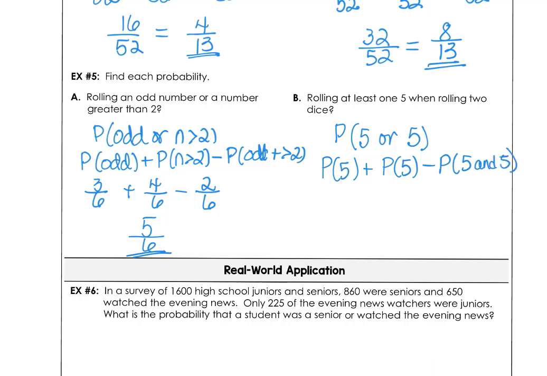When you're rolling 2 dice, you've got a 1 in 6 chance of rolling a 5 on one, a 1 in 6 chance of rolling a 5 on the other, but then you have 36 as a sample space of rolling a pair of 5s. So a 1 in 36 chance that you would roll a pair of 5s. So 2 over 6 minus 1 out of 36. 2 over 6 would be 12 in 36, minus 1 in 36. So there is an 11 out of 36 probability of rolling at least one 5 when you're rolling 2 dice.